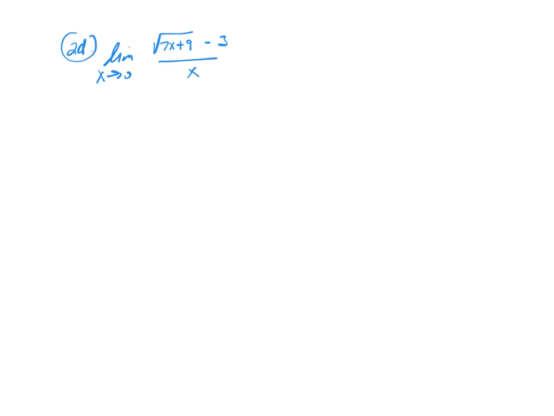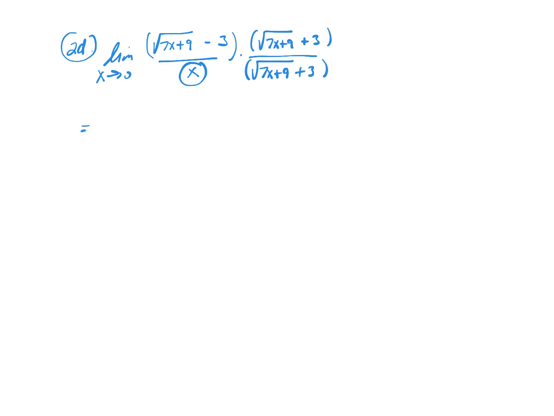Okay, in number 2D, we have an issue here because we're finding the limit as x approaches 0, and 0 would make this denominator equal to 0, making our function undefined. So we want to multiply by the conjugate. So the conjugate would be the square root of 7x plus 9 plus 3. We have to do this both in the numerator and the denominator to keep things equal.